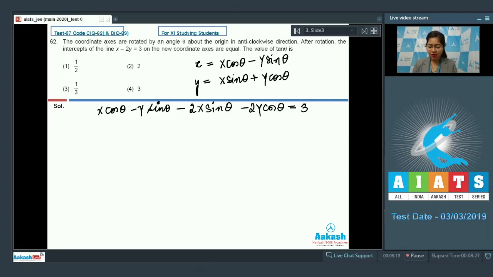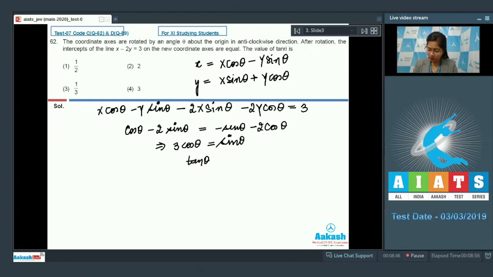Now it has been given to us that it makes equal intercepts, so we can say that the coefficient of x will be equal to the coefficient of y, that is cos theta minus 2 sin theta will be equal to minus sin theta minus 2 times cos theta. Solving this further, we will get 3 times cos theta is equal to sin theta, that is tan theta is equal to 3. Hence, we can say that the correct answer is option number 4.